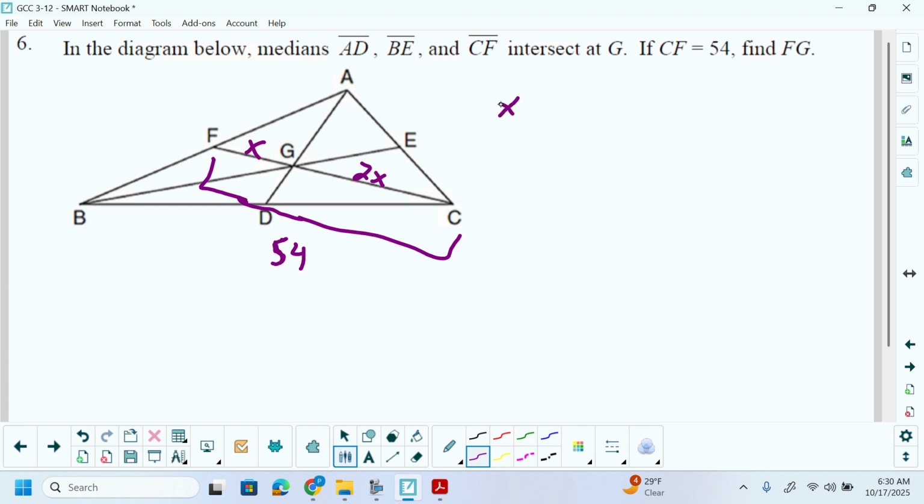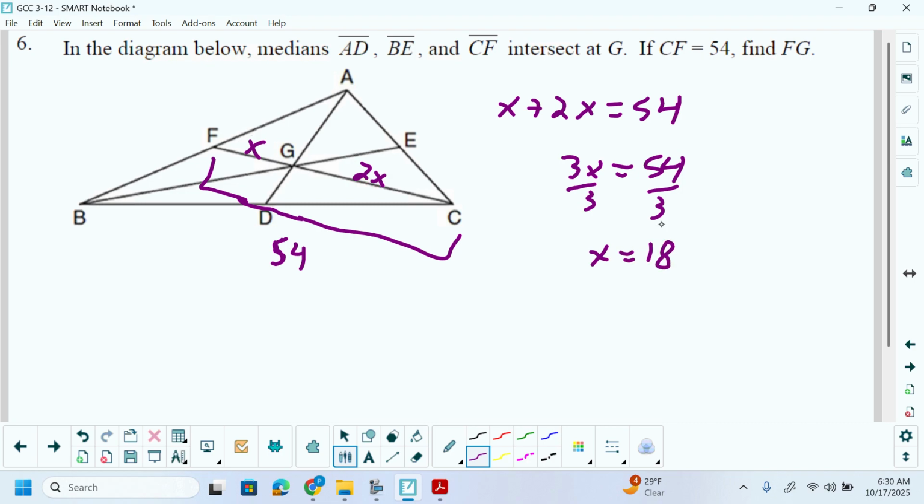And now we can just set up a little equation. X plus 2x is 54. That's 3x equals 54. And if we divide by 3, that's just x equals 18. Well, we want to find FG. FG is just what x was. So we'll just get 18 for FG.